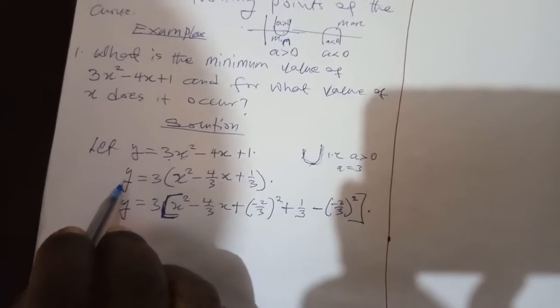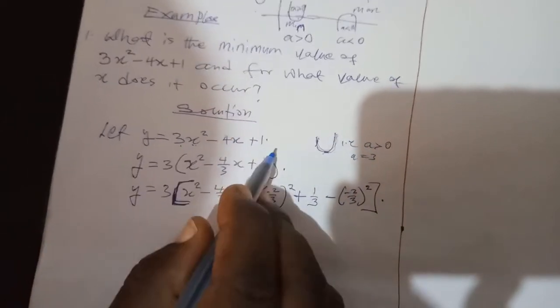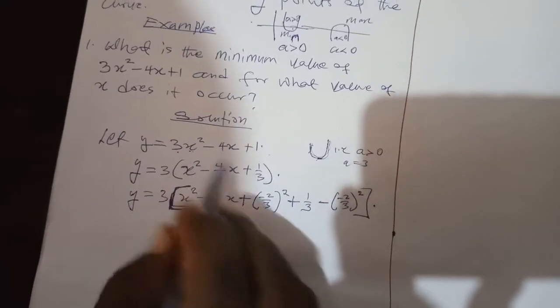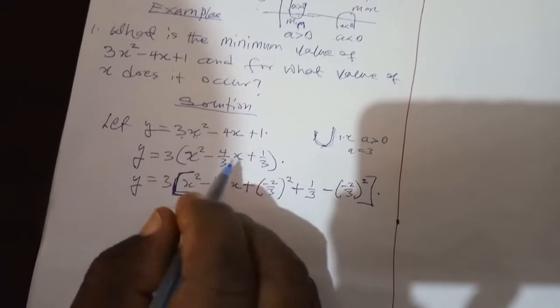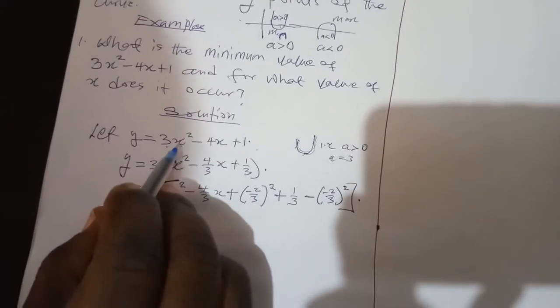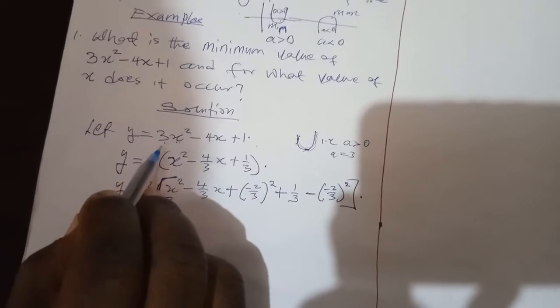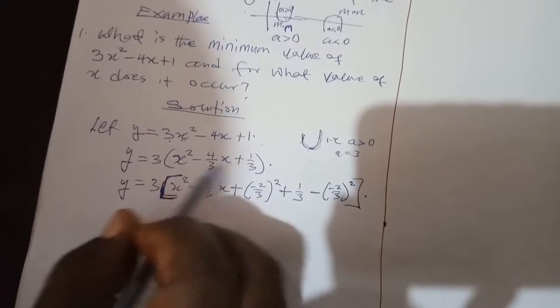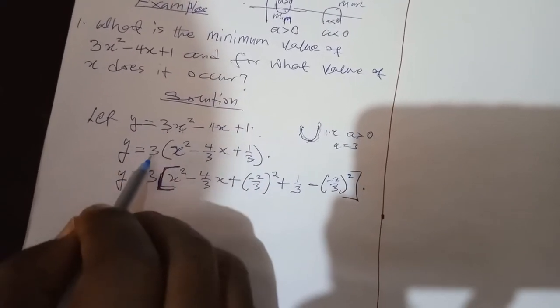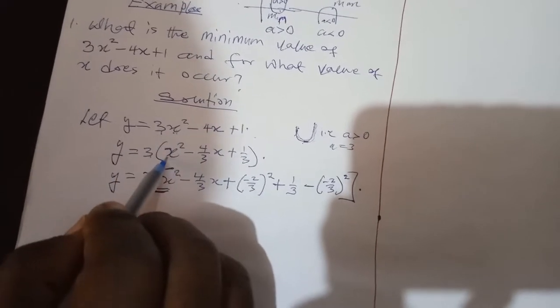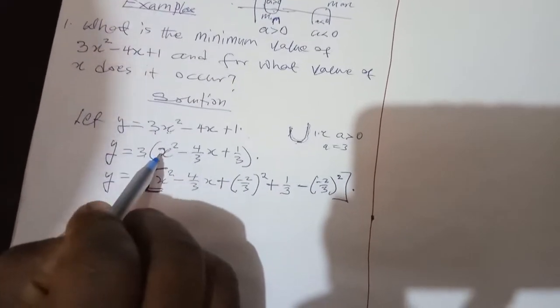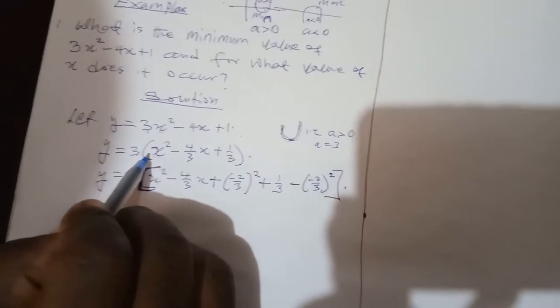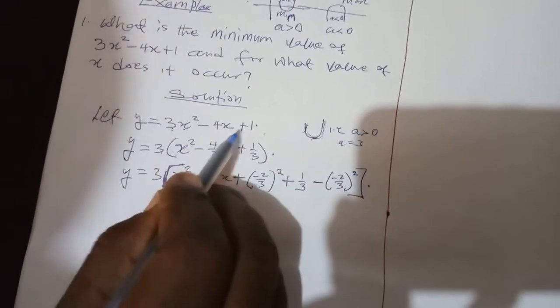So y is equal to this. I can manipulate this. The first manipulation is to factor out, to make the coefficient of x squared 1. The only way you can achieve that is factoring out 3. Put it outside the bracket. So now you can see I put it outside the bracket, and the coefficient of x squared is now 1. In doing so, these other terms will be affected.